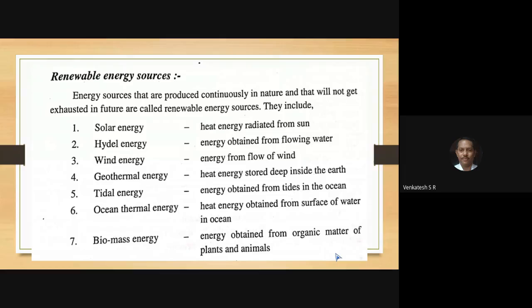Next, number seven, biomass energy: energy obtained from the organic matter of plants and animals.